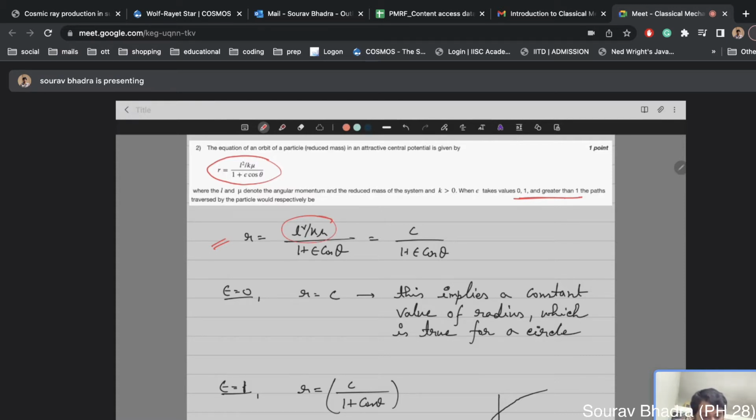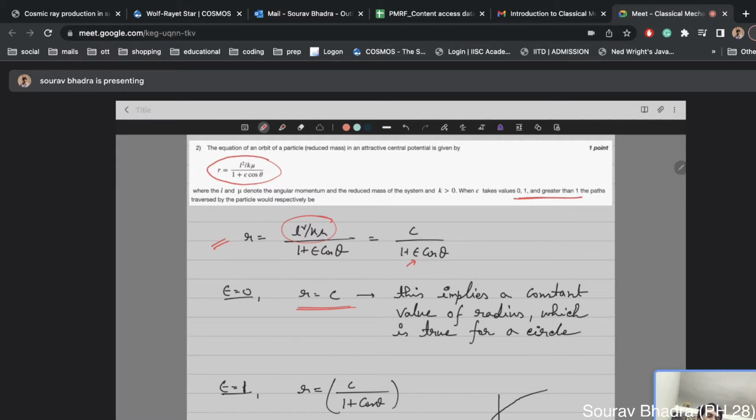Now if your epsilon is 0, that means if you put epsilon 0 here, it will be R equals to C only. Because in 1 plus epsilon cos theta, epsilon is 0 means the second term will be 0 and it is only C. So R equals to C, what does it mean? R equals to C means that your radius is always constant. I mean, it is not changing with time.